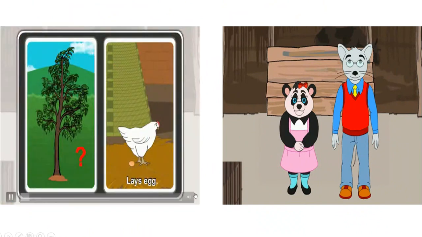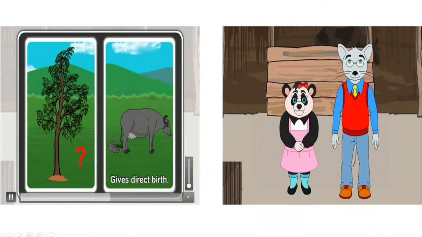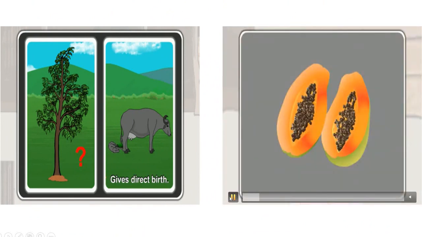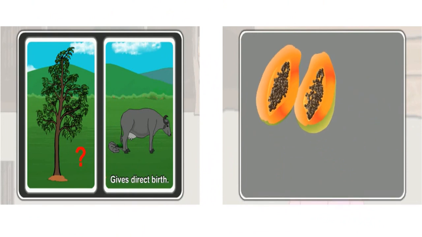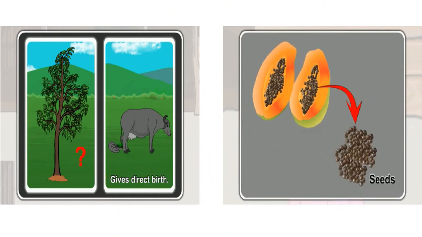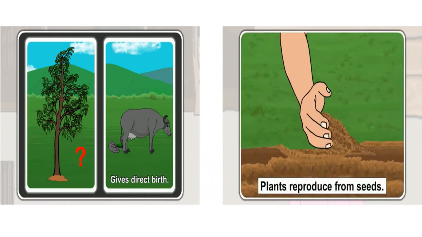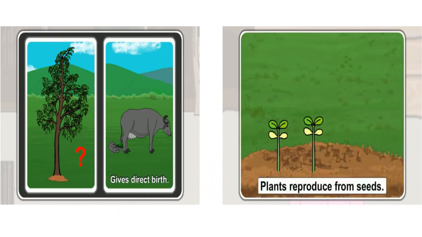Let us see how plants reproduce. This is direct birth. We have seen the animals which lay eggs. See here plants, papaya seeds. What do we do with these seeds? We plant them in soil. They give new plants. So plants reproduce by seeds.